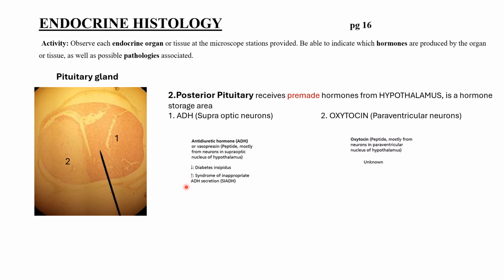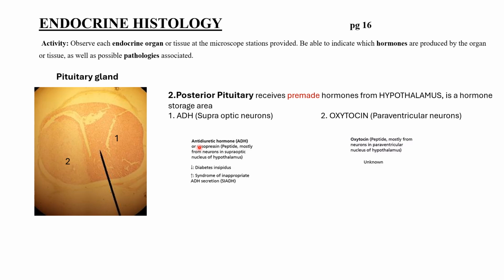And then what will happen if there is too much ADH? Now you can imagine that when there is too much ADH, it means the kidney tubules are going to absorb large amounts of water from the urine which they are making. As a result, there will be a reduced amount of urine. The volume of the urine will decrease, and urine will be more concentrated. So this is known as SIADH, syndrome of inappropriate ADH secretion.